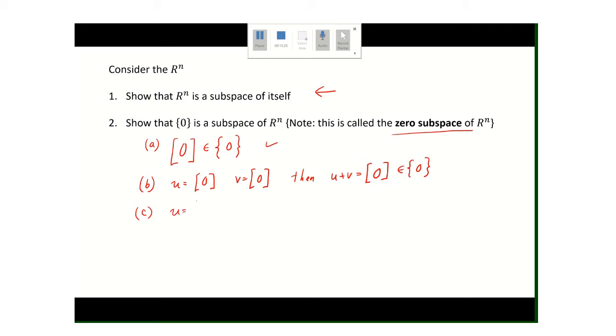So third condition: u is any vector, which again has to be the 0 vector because it's the only one. K is a scalar, then k times u, what's that equal to? No matter what k is, you end up with the 0 vector again, and that is in my subset. So the set consisting of only the 0 vector is a subspace. And it's a special subspace. We call it the 0 subspace of Rn.